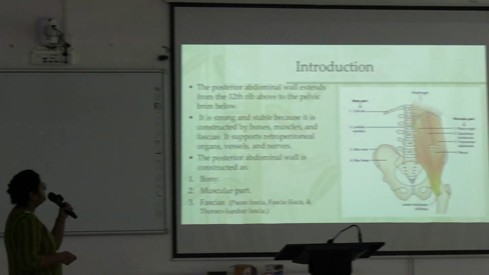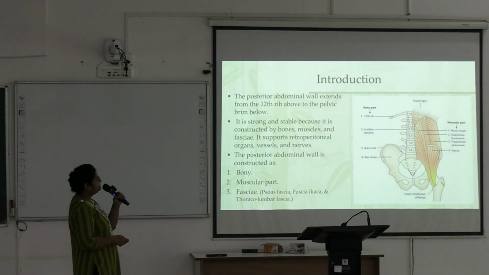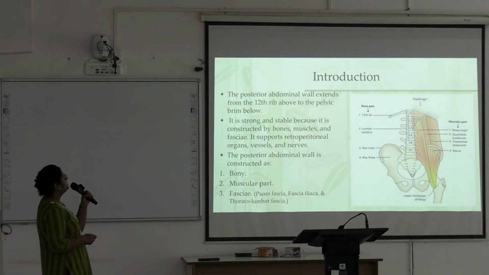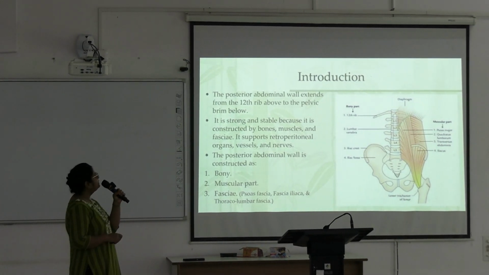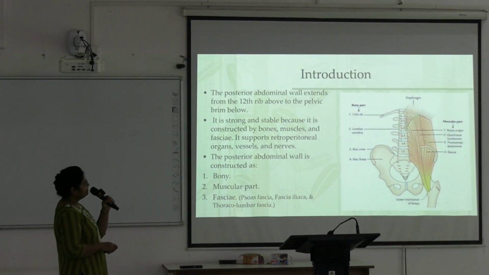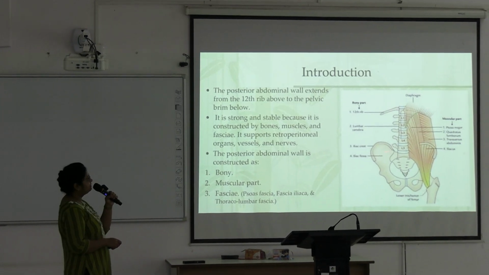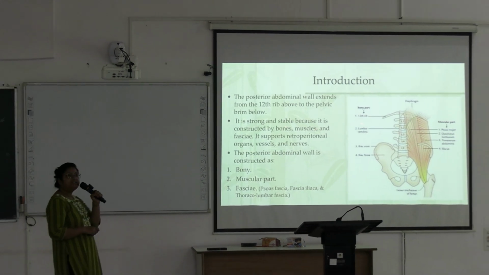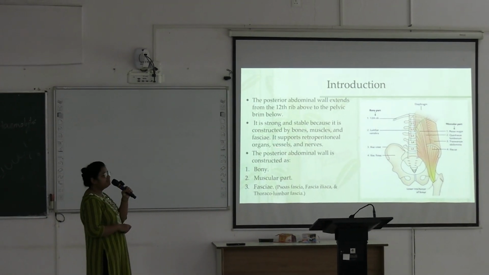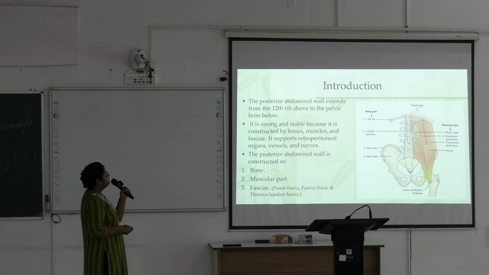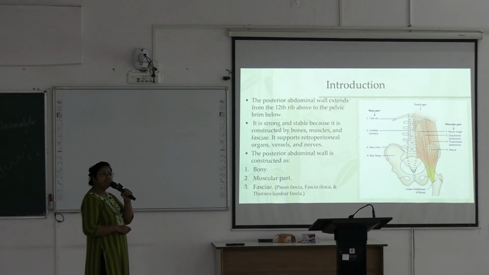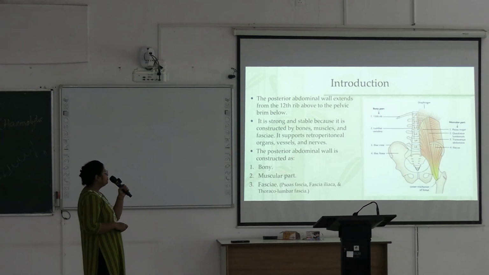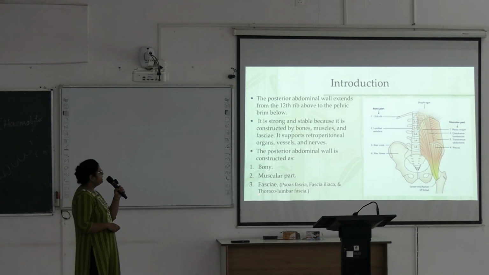So posterior abdominal wall, see this is the posterior abdominal wall. Mainly the muscles have been shown here. The posterior abdominal wall extends from the 12th rib above to the pelvic brim below. It is strong and stable because it is constructed by bones, muscles and fascia, and it supports the retroperitoneal organs, vessels and nerves. It is constructed as bony structure, muscular part and fascia.